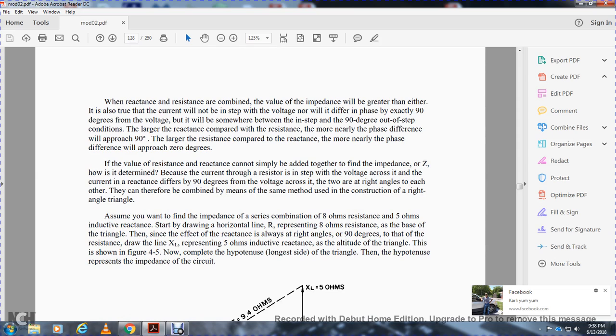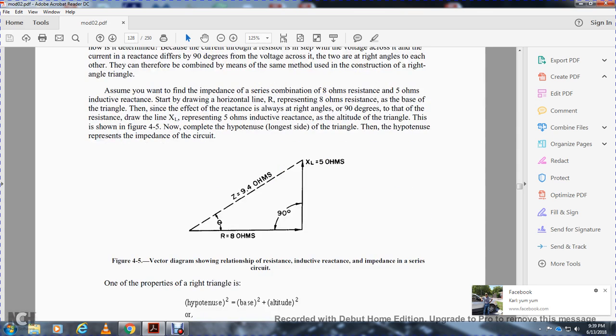Failure of the resistance and reactance cannot be supplied by finding the impedance. Assume the impedance of a series circuit with 8 ohm resistance and 5 ohm inductive reactance. Start by drawing the 8 ohm resistance as the baseline. The inductive reactance of 5 ohms is drawn with the amplitude of the triangle, as shown in figure 4.5. Now complete the hypotenuse, the longest side of the triangle. This hypotenuse represents the impedance of the circuit.